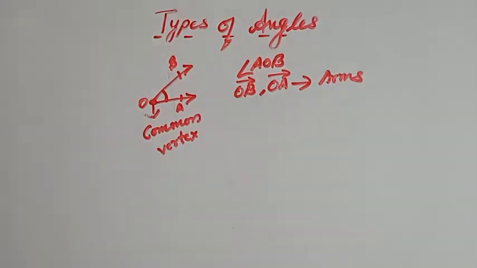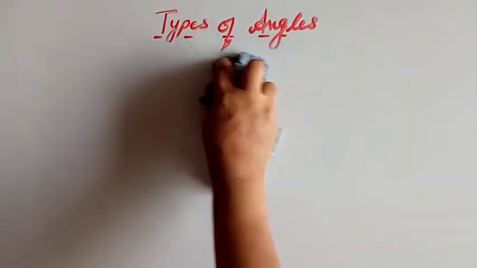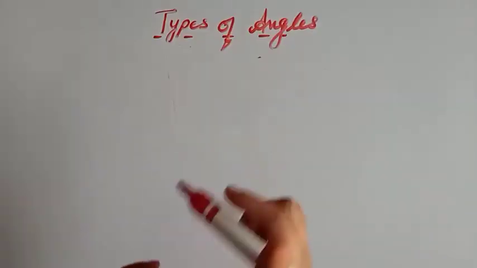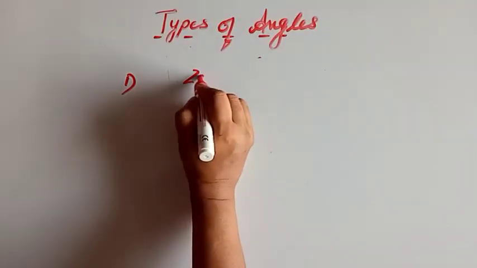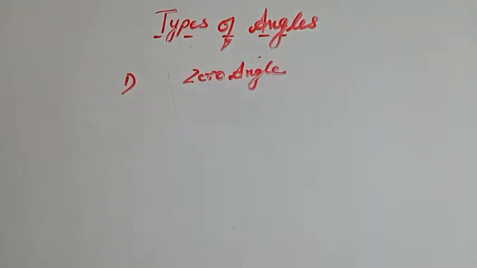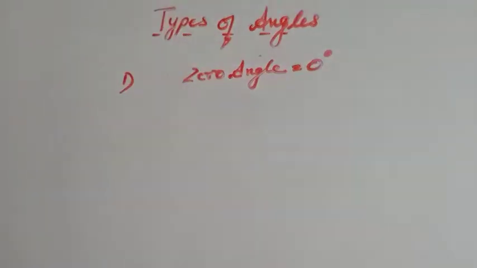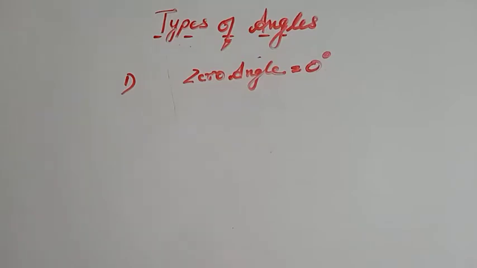Okay, now we will learn about different types of angle. The first angle is zero angle. Zero angle means an angle which measures 0 degree. If the measure of the angle is 0 degree, then it is known as zero angle.